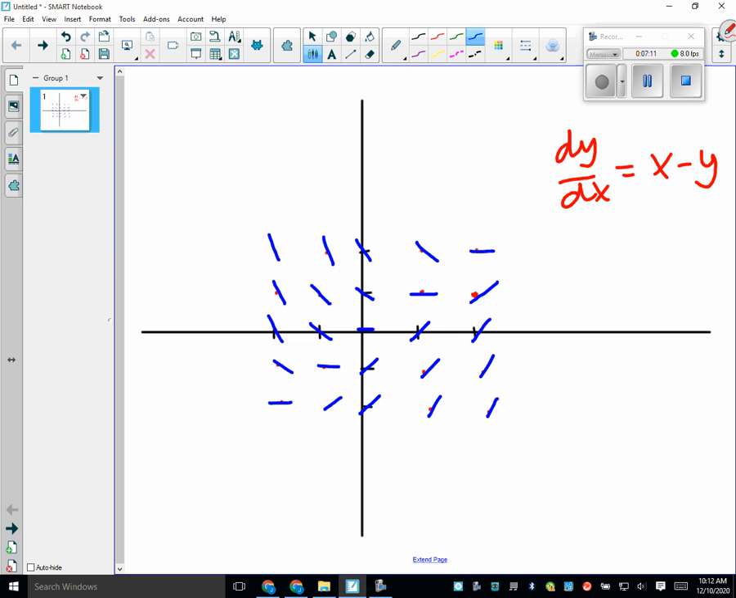And that's how we do slope field. Well, it's like a magnet. Does that make sense? Yeah. Then you just plug in x.